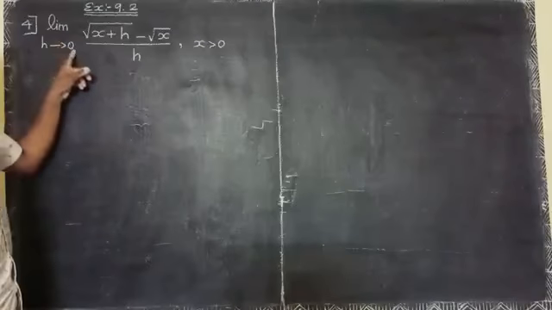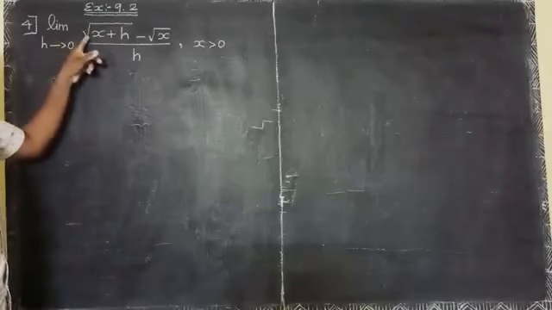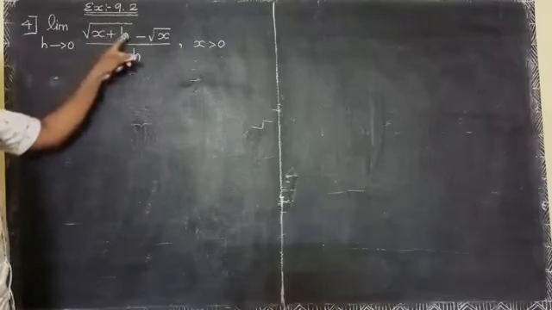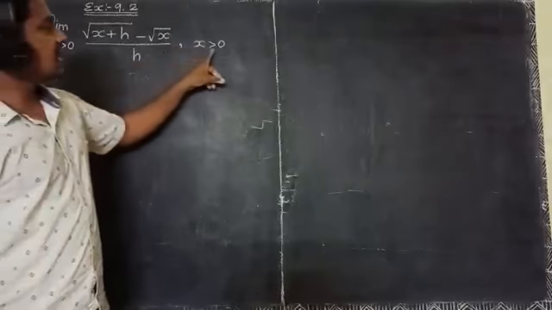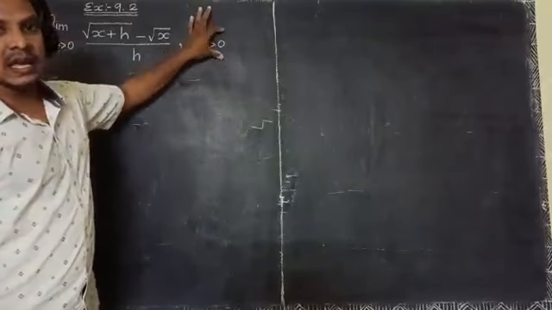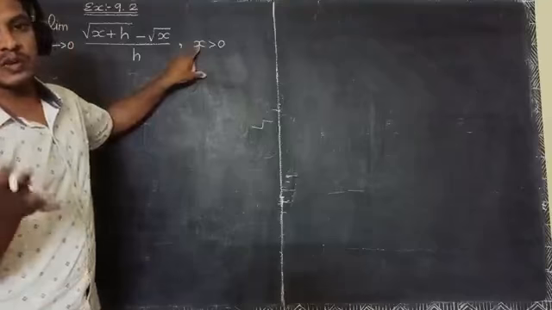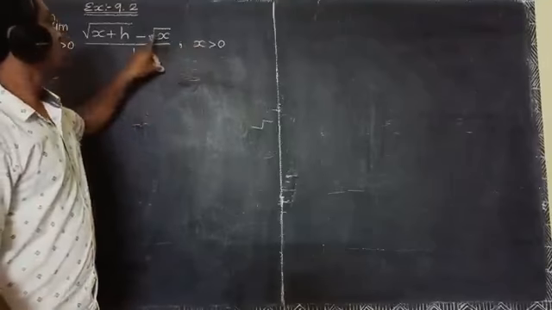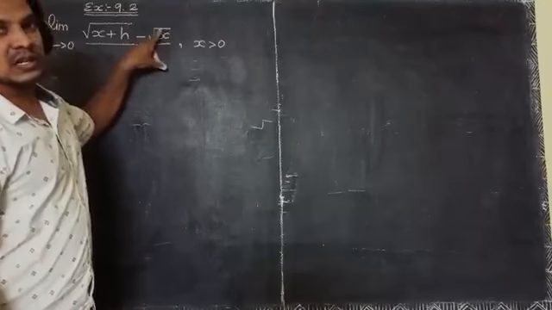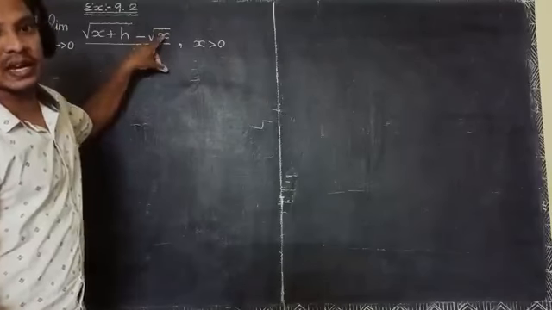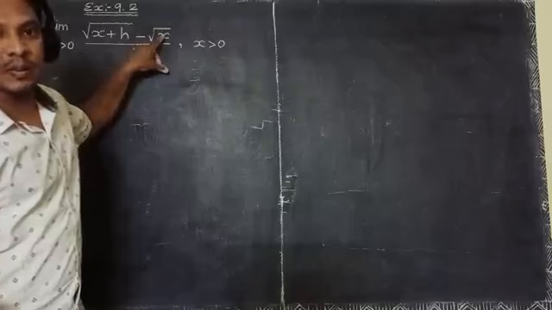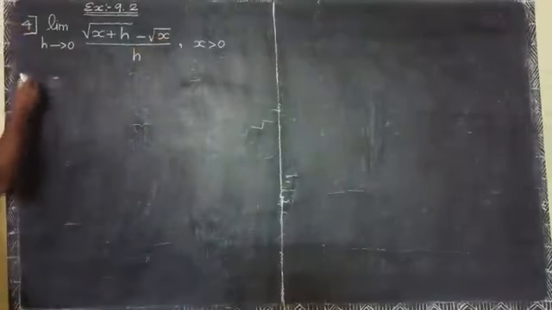Next, question number 4. Limit h approaches 0, numerator square root of x plus h minus square root of x, divided by h. For the condition x greater than 0, it means x takes positive values, because the square root of positive values, taken outside the square root, again gives positive values. Solution.